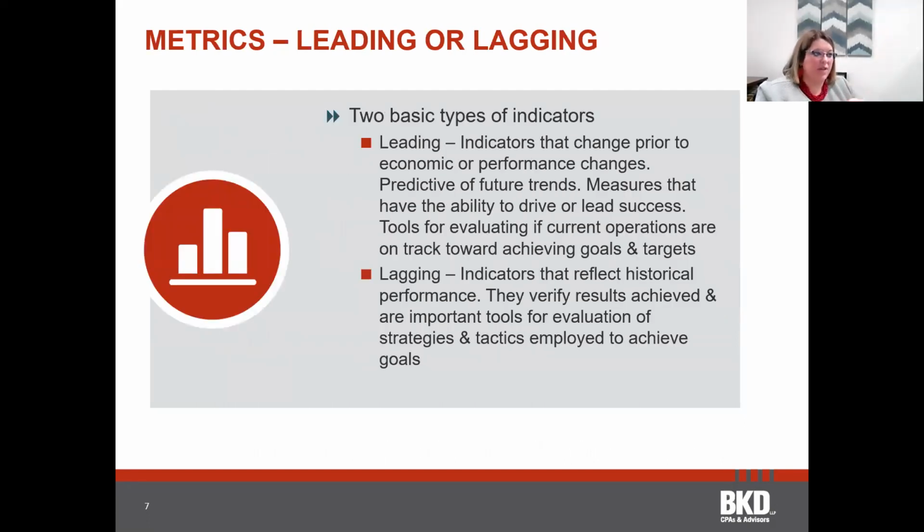There are two different types of metrics that you can look at: leading and lagging. Leading indicators are more about economics and performance, and they help you get out ahead of things. They look at what's coming. So, are we on track? Can we make pivots? Should we make changes? And lagging are more about historical performance.